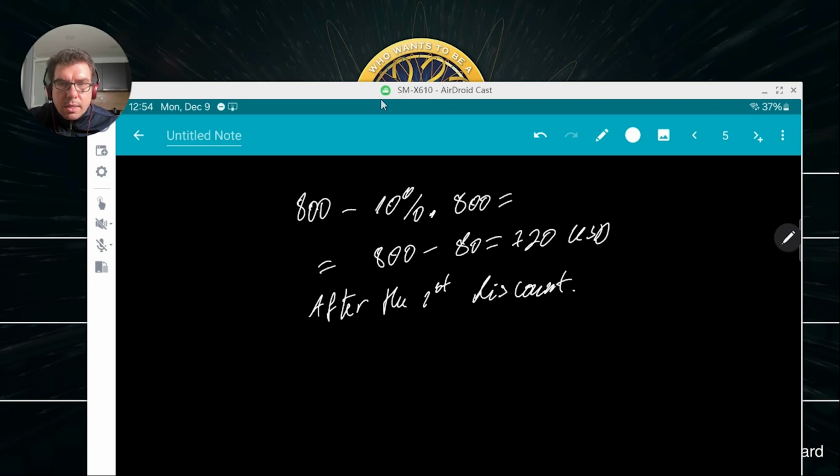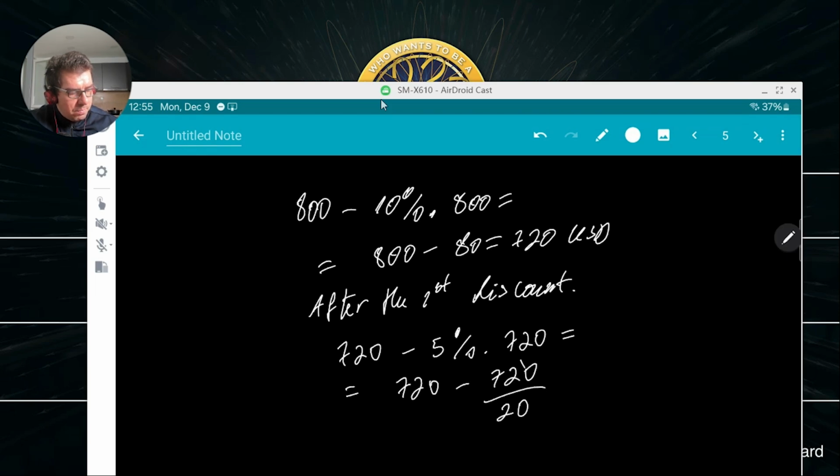And then we do another discount by 5%. So 720 minus 5% of 720. Now 5% is 5 over 100. You know, when we have percentage, this means divide by 100, which is the same as 1 over 20. So 720 minus 720 over 20. 72 divided by 2, we can reduce. You remember the previous topic of fractions, right? This is 36. So 720 minus 36.